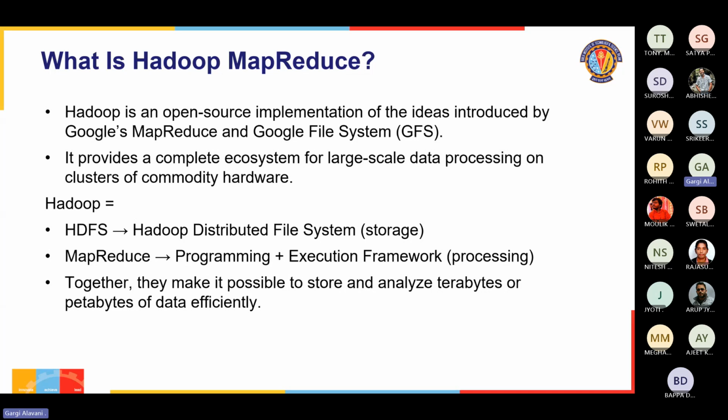It consists of two components. The first one is HDFS, which is Hadoop Distributed File System, which we use for storage, and then it uses MapReduce for programming and execution framework. Together, these two help you to store and analyze terabytes of data or petabytes of data very efficiently.